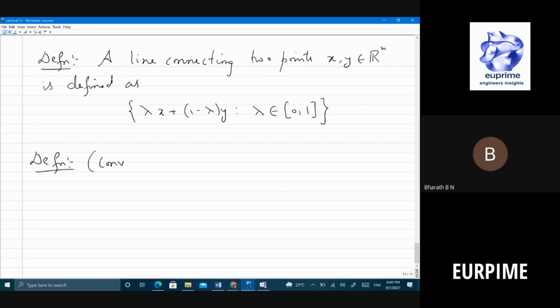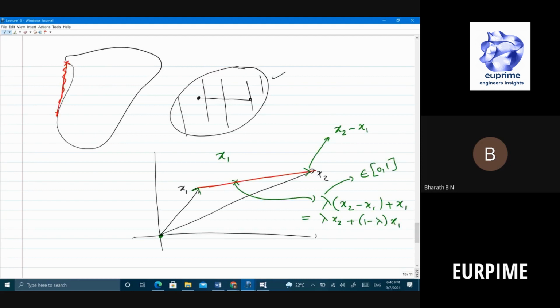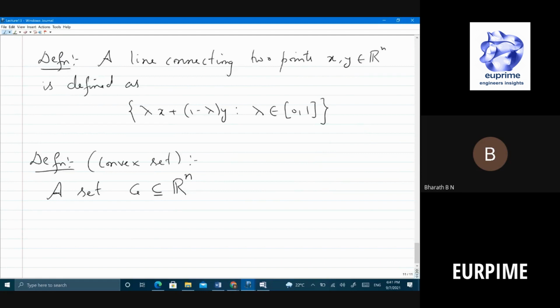This is important. Convex set. I'll take a set C which is a subset of Rn, in general. Whatever I have shown previously, for example, this is not a convex function. This is a convex set. I've written it on a plane, so it's a subset of R2, right? And in general, I can take a subset of Rn.